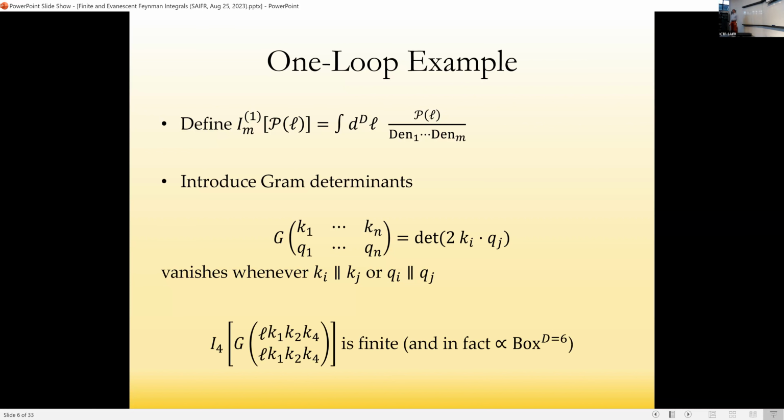So, for example, at one loop, if we look at a box and we put this particular Gram determinant involving the loop momentum into the numerator, then we get a finite integral. In fact, that turns out to be the six-dimensional box, and that's relatively easy to demonstrate.